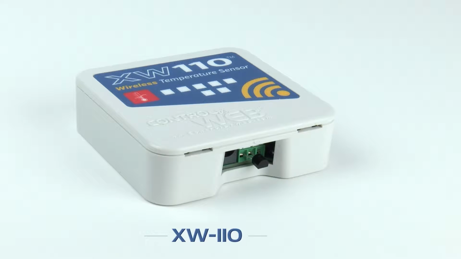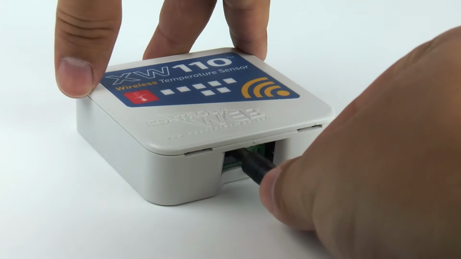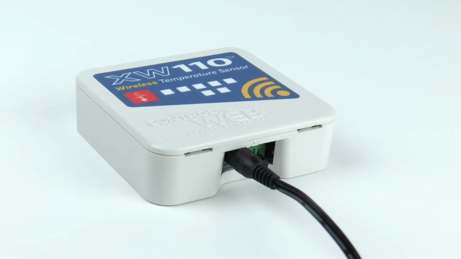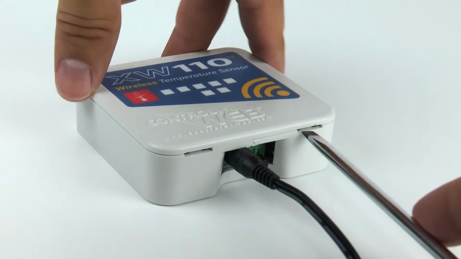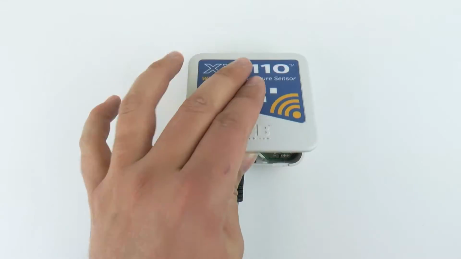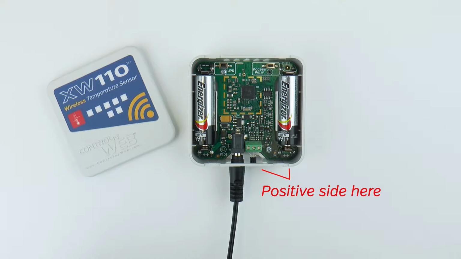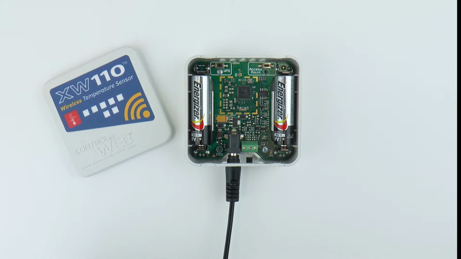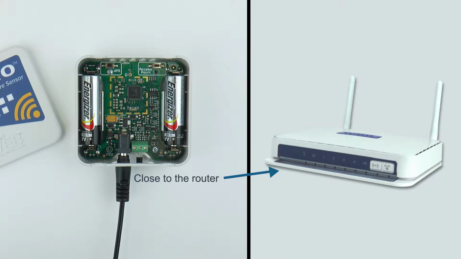but these steps will be similar for all Control by Web wireless products. First, make sure that the XW110 is being powered by a 5V DC power supply and/or a fresh pair of AA batteries. You may need to remove the XW110's cover to check for batteries. Make sure the batteries are inserted correctly and that the XW110 is close to the router to guarantee that it's receiving a good signal.